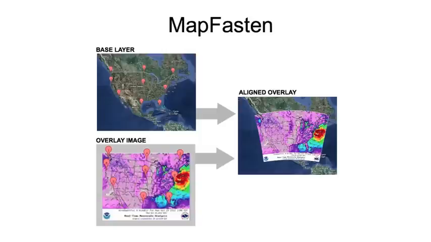MapFasten is a tool for aligning an image or PDF with other map layers so you can use it more effectively. The basic idea is that you find matching landmarks in your overlay and in the base layer, add tie points to those landmarks, then the MapFasten solver will find the best alignment that makes the tie points line up. From there, you can share the aligned overlay with your team and view it in other maps.